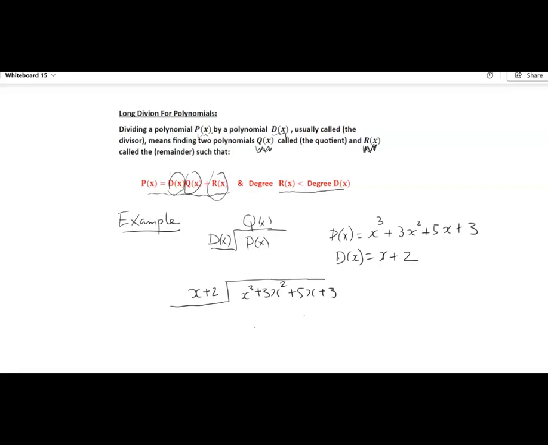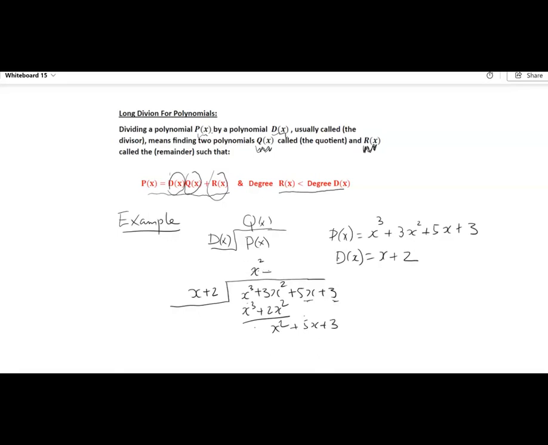Now we'll start by constructing q of x in this area here. The first term in q of x is going to be a power of x that, when multiplied by x plus 2, will give x cubed. And that power is obviously x squared. So x squared times x is x cubed, times 2 is 2x squared. And now if you subtract, we will get x squared. Just bring the rest of the terms down to get x squared plus 5x plus 3.